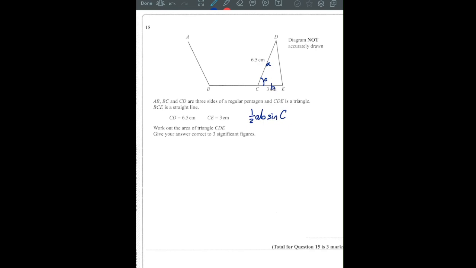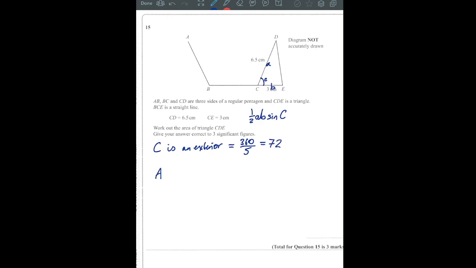If I could work out the angle on the other side, or even better, that angle C is an exterior angle. So C is an exterior angle. And the formula for an exterior angle of a regular polygon is really nice. It's just 360 divided by the number of sides, in this case 5 being a pentagon. So that angle C is simply 72 degrees, 360 divided by 5.